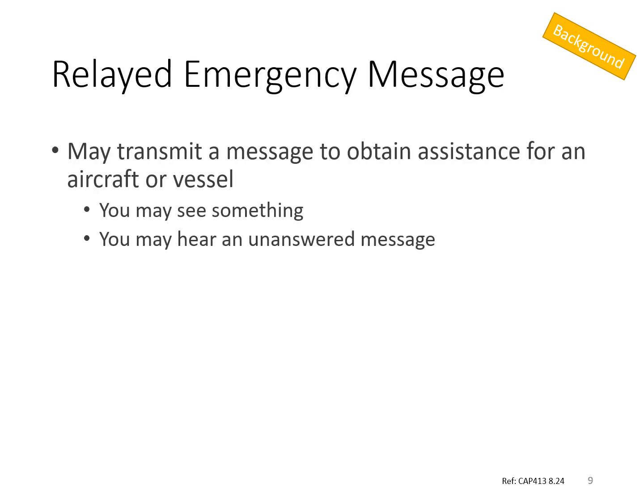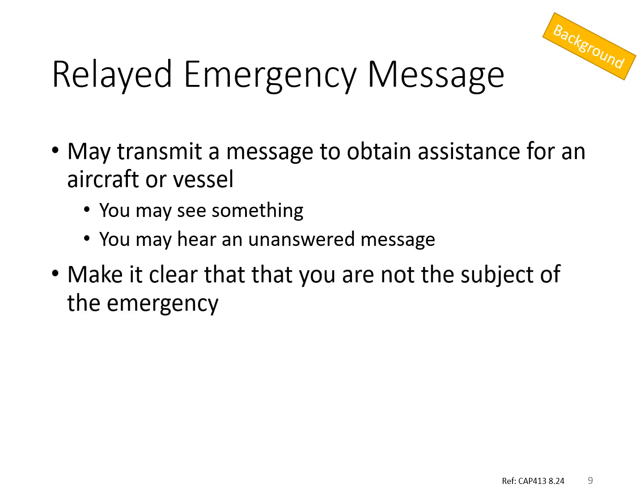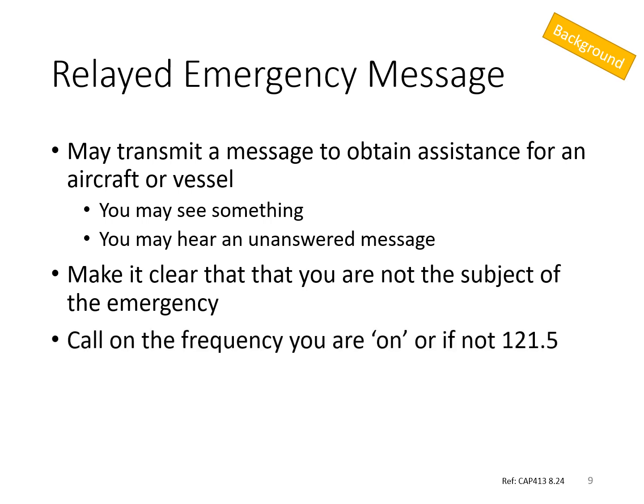It is also possible to make an emergency call about someone else's emergency. For example, if you see a mid-air collision or if you hear an emergency transmission that is unanswered. When you call, make it clear that you're not the subject of the emergency. You could call on the frequency that you're on or on 121.5. So for example, if you're on one of the gliding frequencies and you hear a Mayday, you should relay the details to London Centre on 121.5. Doing your best to write them down first would probably be helpful.